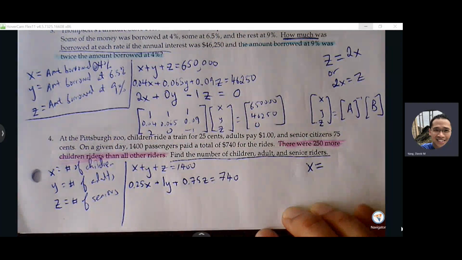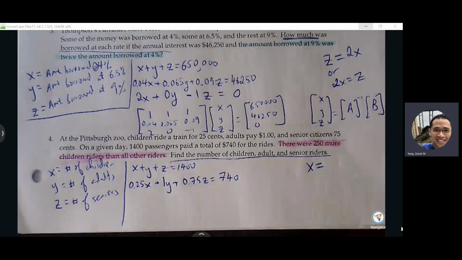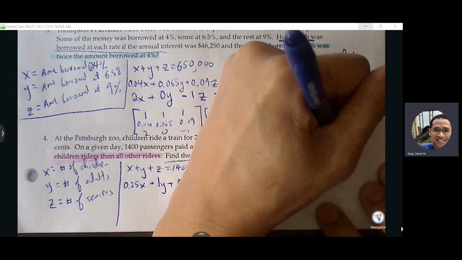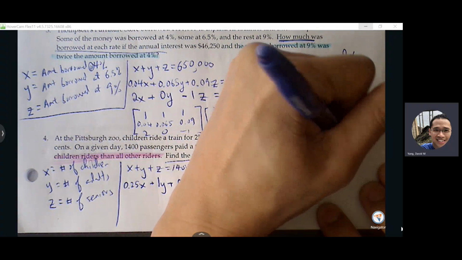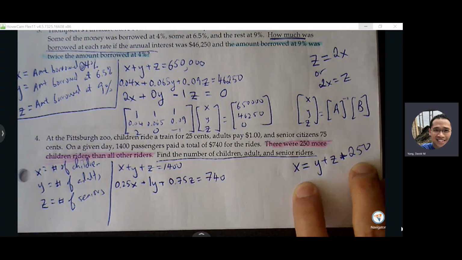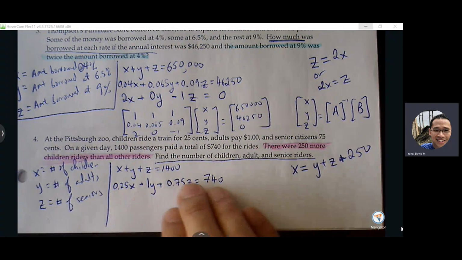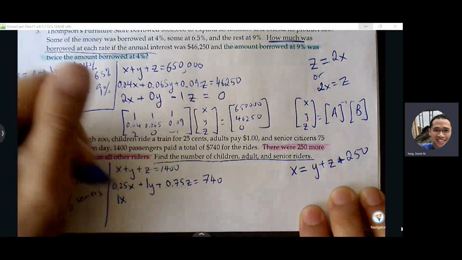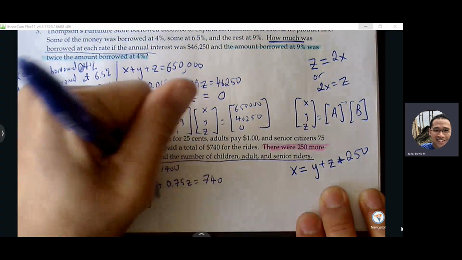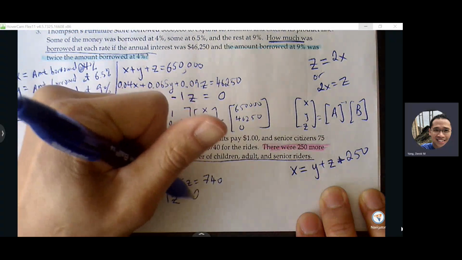Good. X equals, right? Because I know I can add up adults and seniors plus 250 in order to get that number to be equal to the number of children, because there are so many children, right? So X equals Y plus Z plus 250. Okay, so an equation that I can rewrite to fit the pattern that I want: 1x minus 1y minus 1z equals 250.